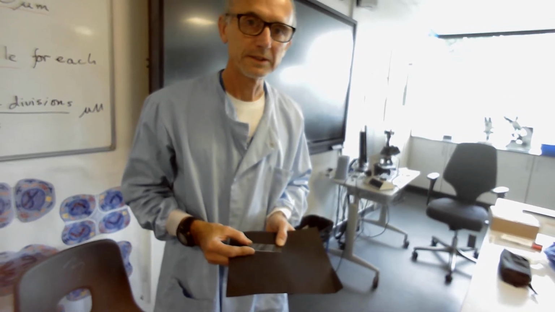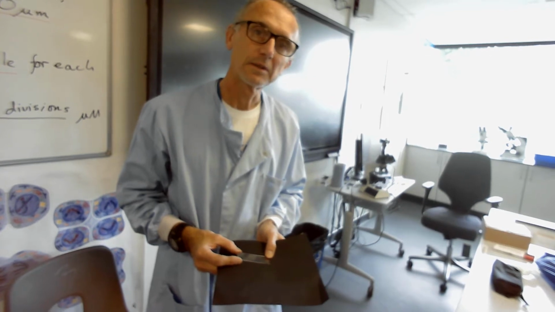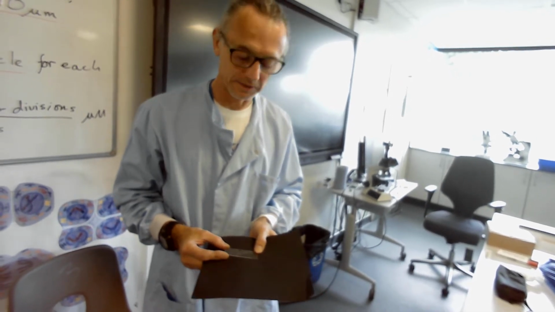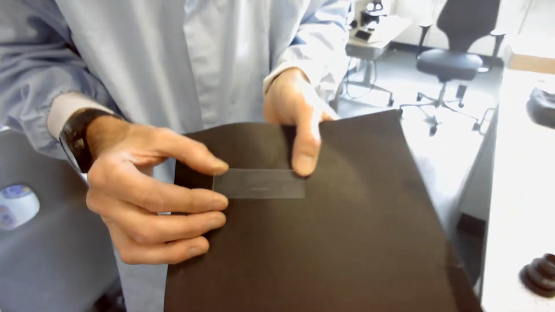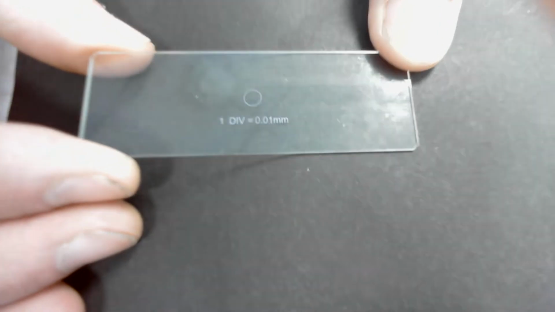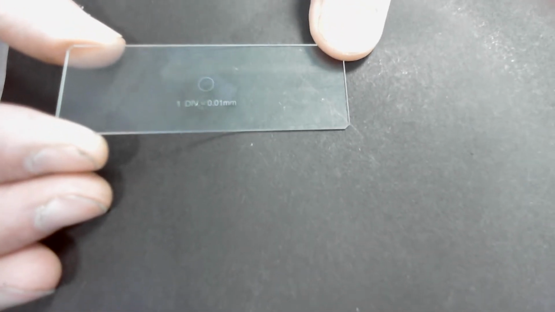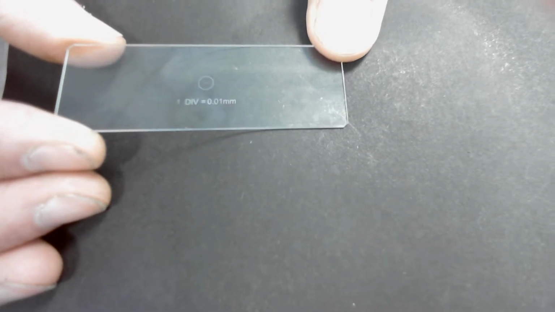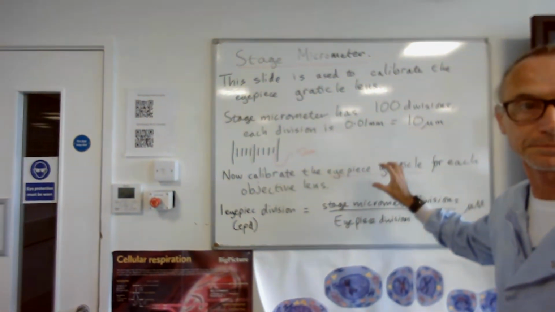What I'm going to show you now is how to use two pieces of precision cut glassware to size cells, bacterial cells and animal cells. This is what's called a stage micrometer. It says slide. I don't know if you can see a little circle in the middle, and it says 1 division equals 0.01 millimeters. There's actually 100 little divisions on there, like ruler marks, inside that circle. And if you just look at the board, there's 100 of those marks going on the slide.